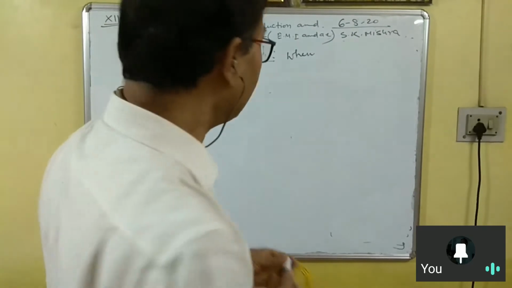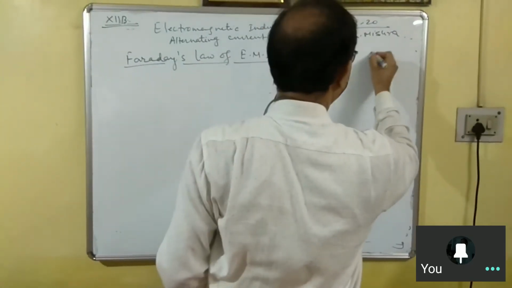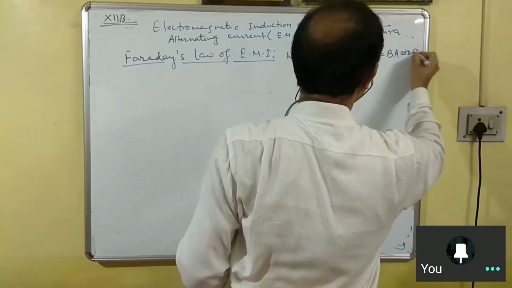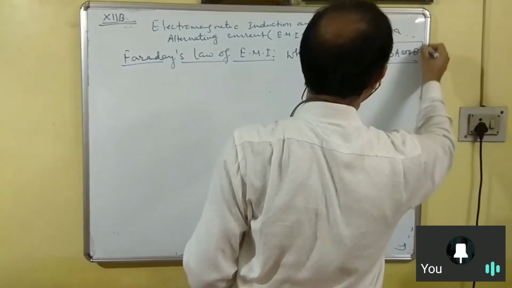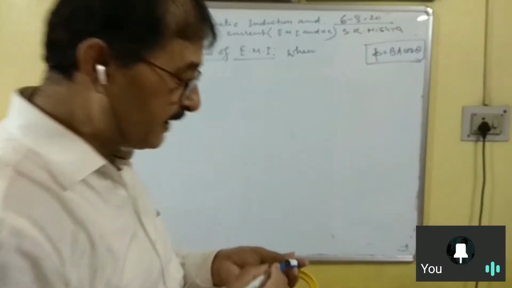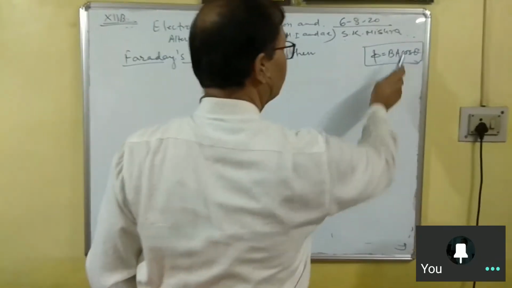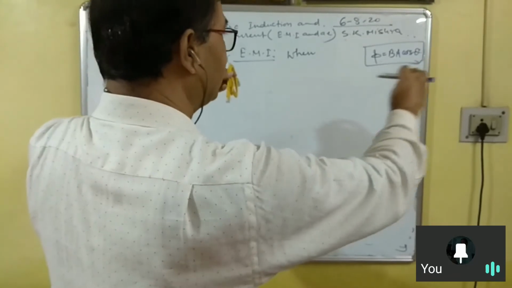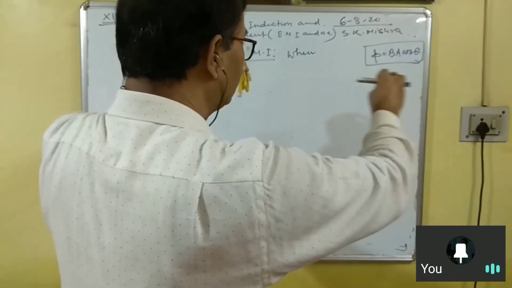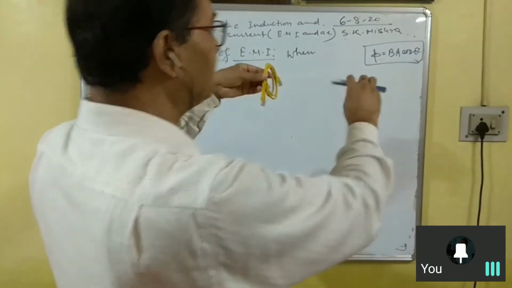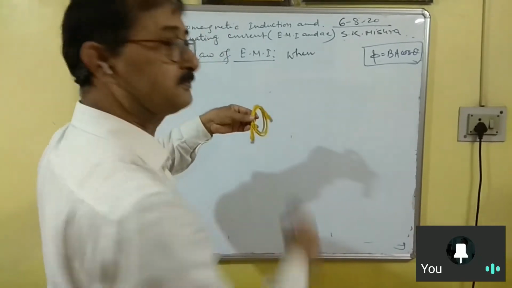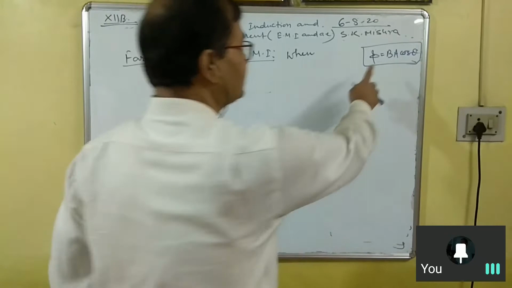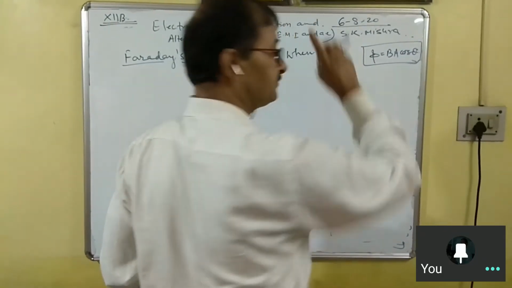Remember the flux phi, which is B into A into cos theta. Now think in how many ways you can change flux. Flux can be changed by changing B. If you bring the north pole or south pole of the magnet towards the coil, the field of the magnet is going to increase at the position of the coil. And so if there is a change in B, phi will change.